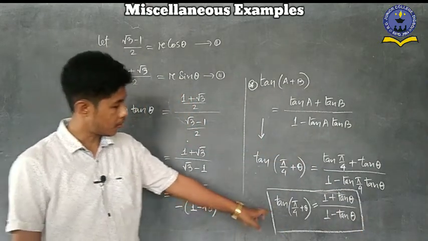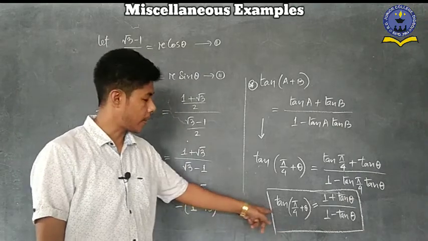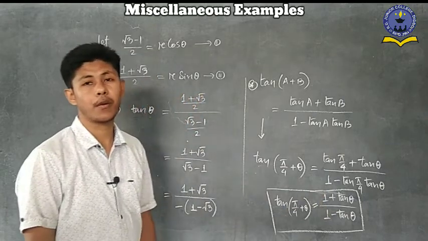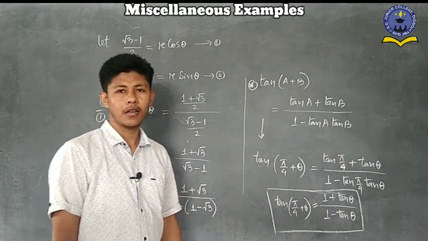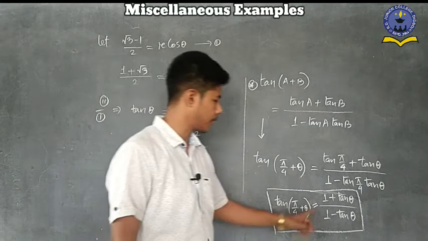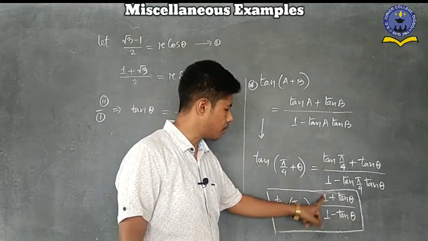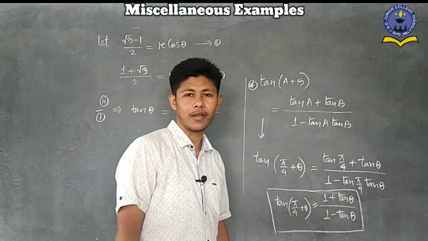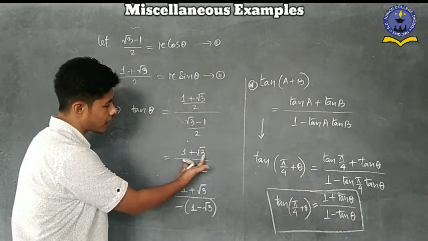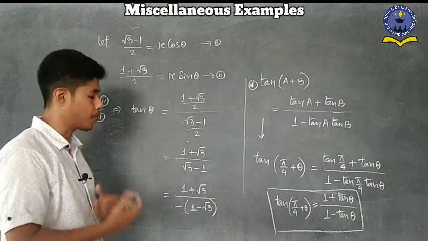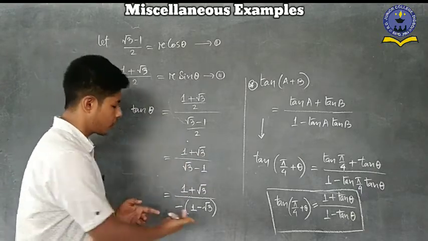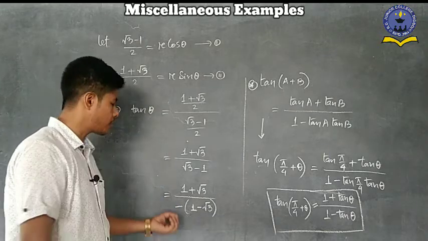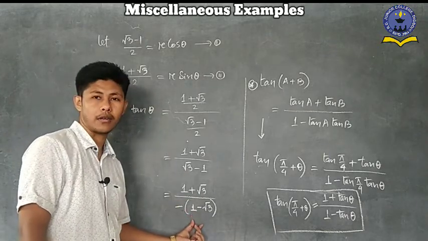Is it clear? See carefully. Tan (pi by 4 plus theta) equals what do we write? 1 plus tan theta divided by 1 minus tan theta. Now in both results, numerator and denominator, we have 1 plus tan theta and 1 minus tan theta. If we convert this result into the form like this, we need 1 at first, so that's why we have to take minus common here.